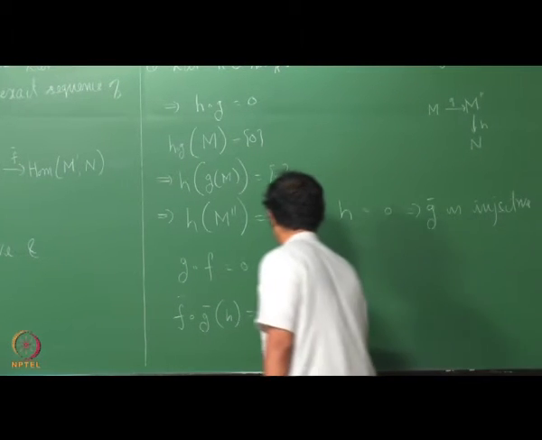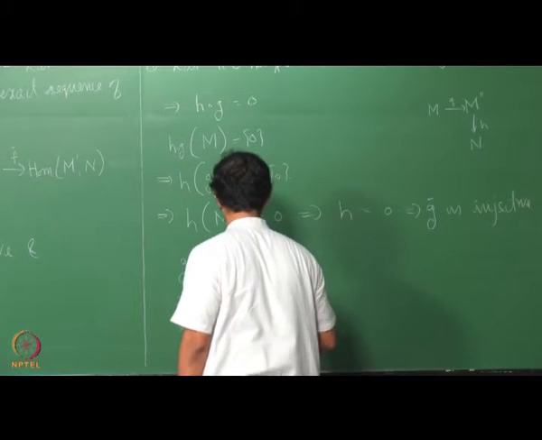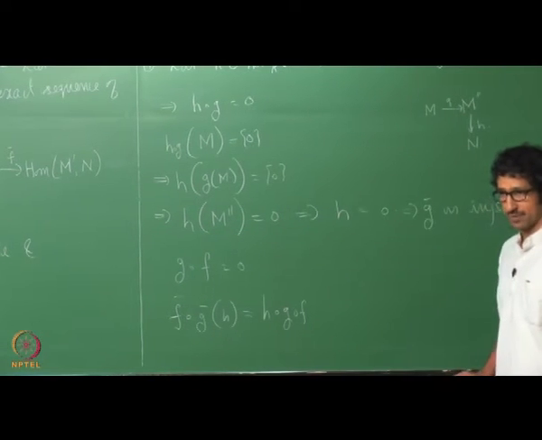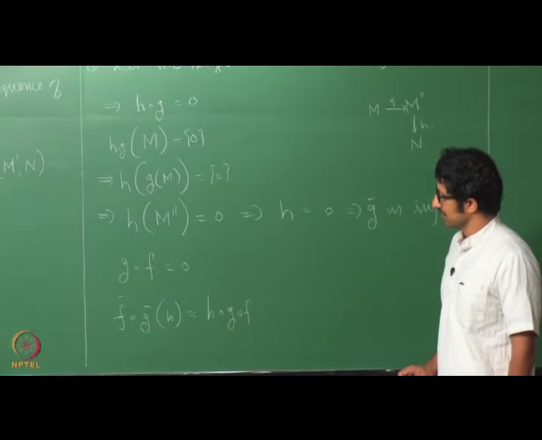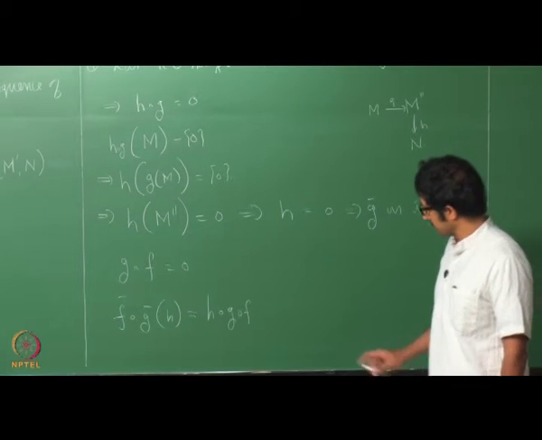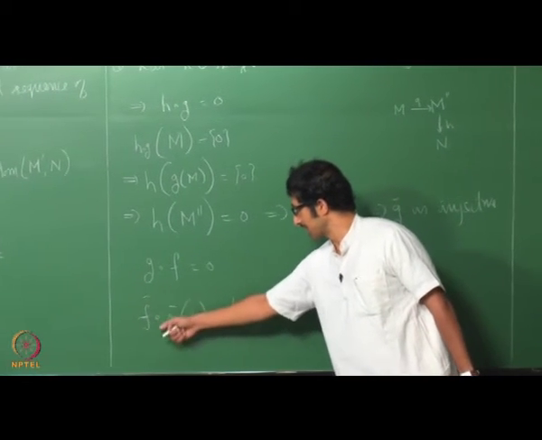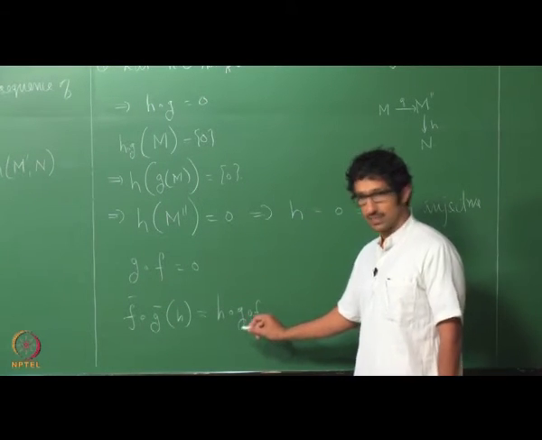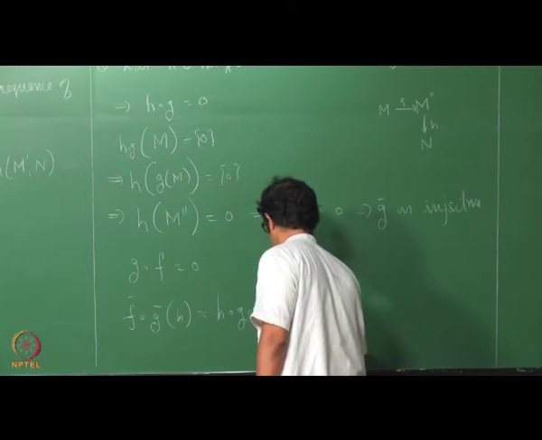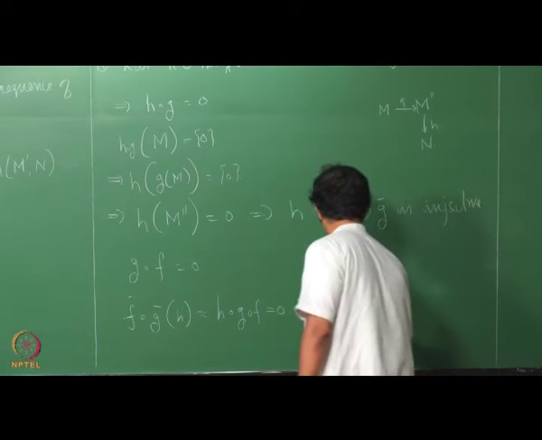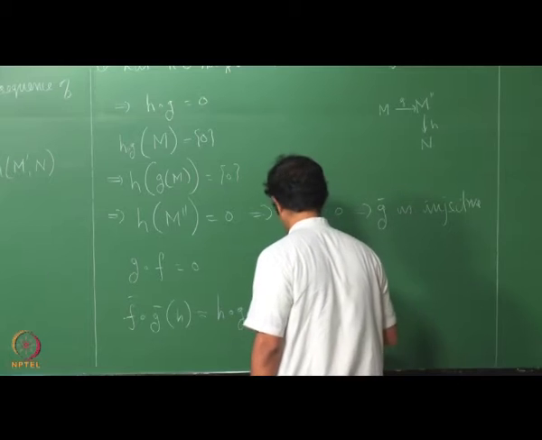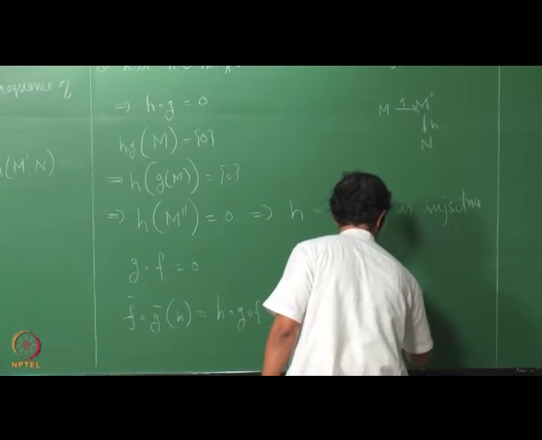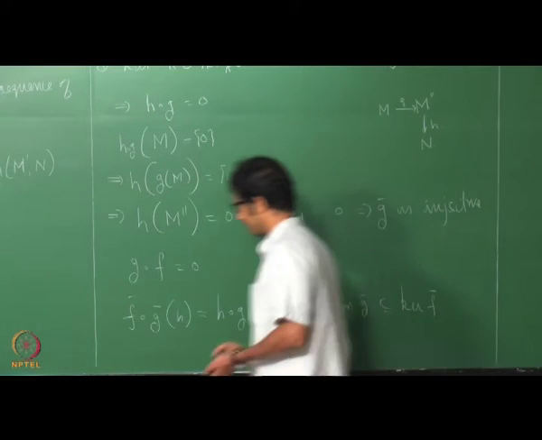This would be H composite G composite F, right? That is precisely f composite f bar composite G bar of H, but G composite F is 0. So, therefore, this is 0, which implies that image of G bar is contained in kernel f bar.